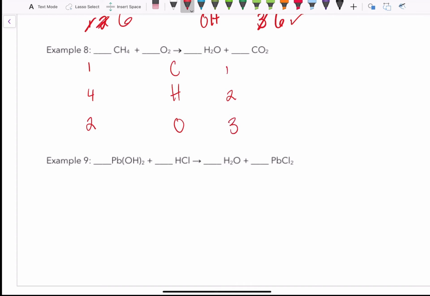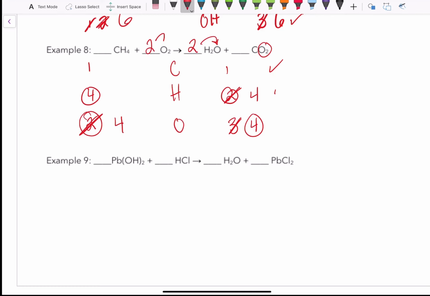So our carbon's already balanced. The next thing we need to balance is our hydrogen. We can take 2 and turn it into 4 by multiplying by 2. This now becomes 4, but it also changes our oxygen. We have 2 here and 2 here. That makes our total on this side 4. And now we can go back and change this 2 into a 4 by multiplying it by 2. So now this becomes 4, and we are balanced.